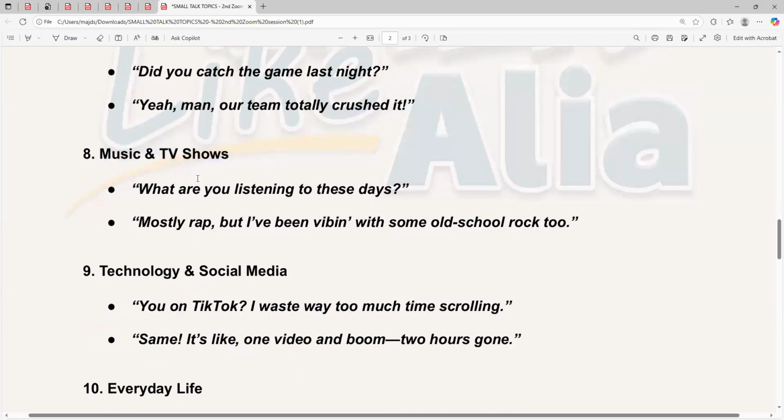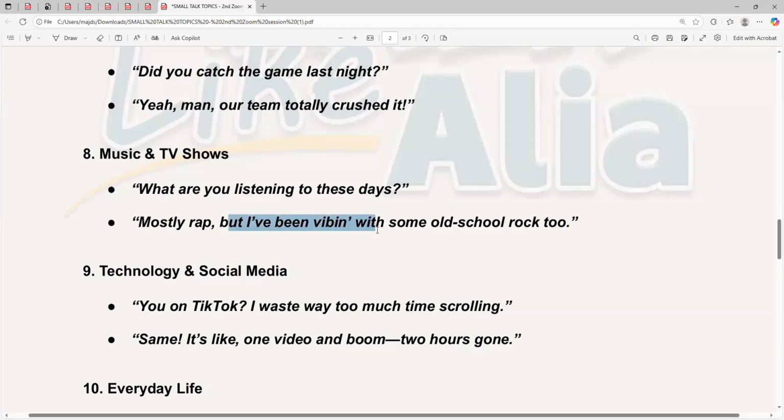Music and TV shows. If you want to catch up on this, or if you want to talk about this, you can start your small talk with the other person by asking this question: what are you listening to these days? Or you can say, to sound more native-like, what are you listening to?